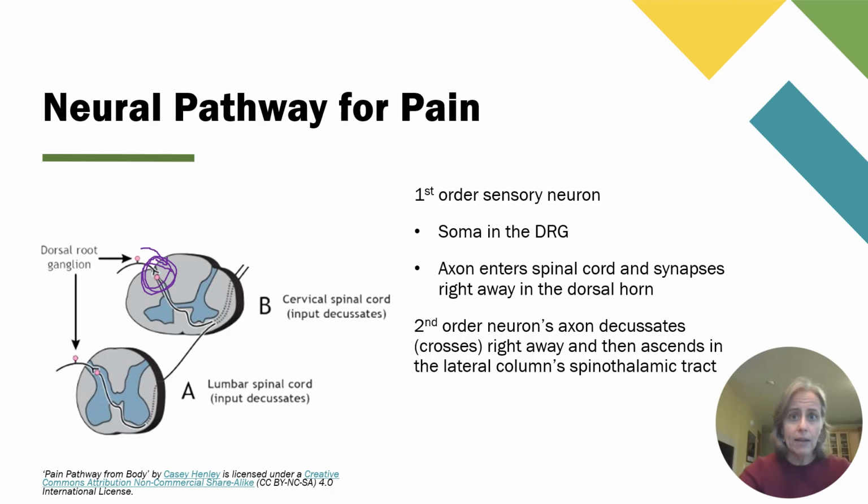So right away, we don't have to go all the way up to the medulla like we did for the DCML for touch. No, it's right there waiting for you. So that's our second order neuron. And then its axon decussates, goes to the other side. And then once it gets to the other side, it's going to travel up through the lateral column in something called the spinothalamic tract. So that second order neuron's axon decussates, it crosses to the other side, and then it goes up in the lateral column in a structure called the spinothalamic tract.